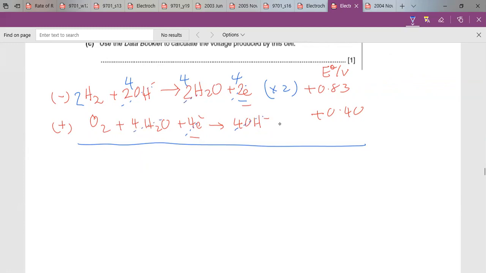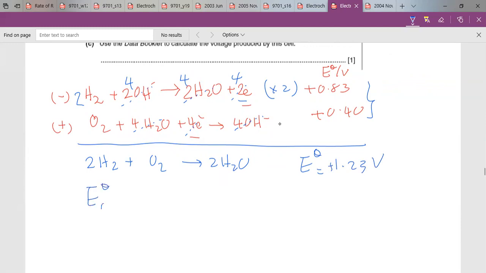Interesting, all will cancel. So you actually get just water, no? That's why O2 gives you water, 2H2O. And the voltage is the same, is it? E cell is equal to... you add them up. This one you can add up. This is the method to add up. So 1.23 volts positive.